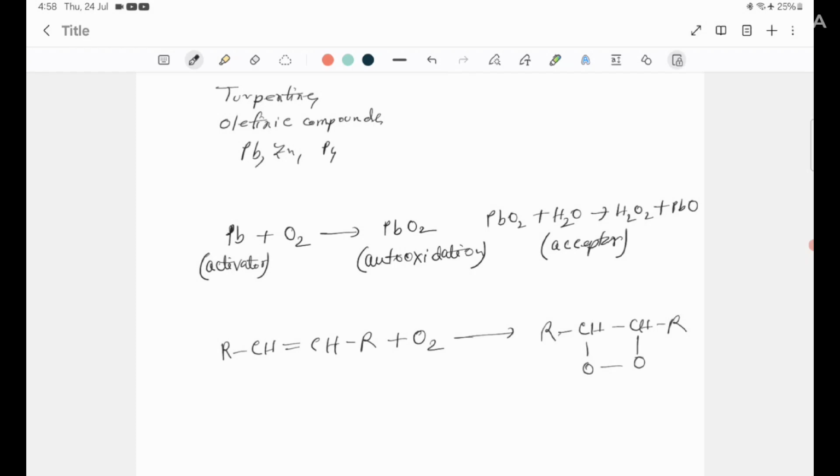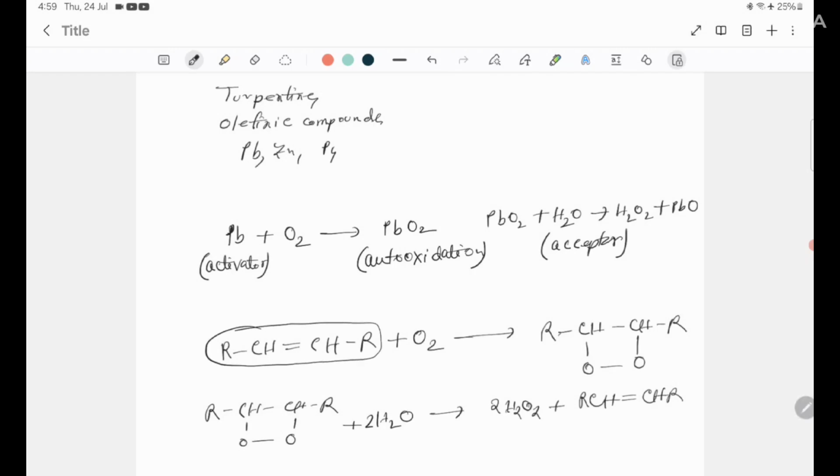This is one kind of unstable peroxide, and it is known as monoxide. Now this monoxide is responsible to oxidize this H2O to H2O2. This monoxide will react with this water molecule, and this water molecule will be converted to H2O2, and this monoxide will be reduced to the corresponding double bonded unsaturated compound. So similarly, this unsaturated or olefinic double bonded compound is acting as the activator. Whether it is turpentine or an olefinic double bond, it can act as activator.